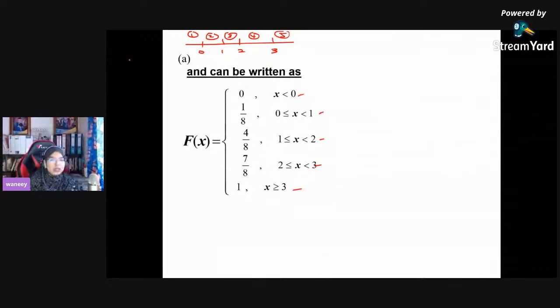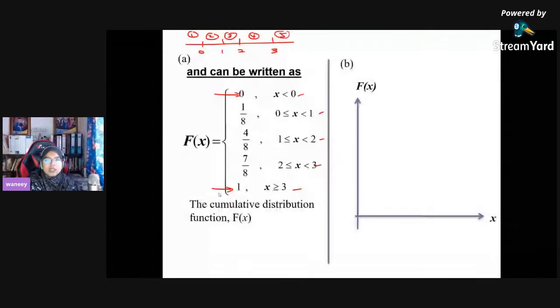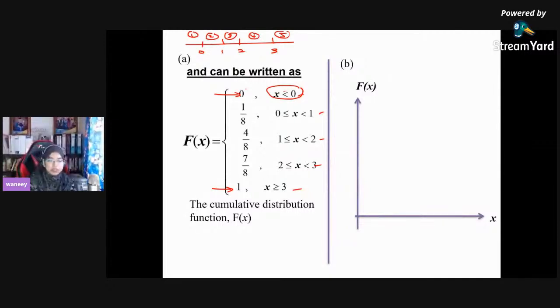It is a must. Okay, so now let us draw the cumulative distribution graph. So it will be different from the probability distribution graph. So basically in the probability distribution graph, we will have those vertical lines, right? So for the cumulative distribution graph, we will have horizontal lines, or normally called the step graph. Okay, let us start with the lowest value, which is x less than 0. So the value of the cumulative function is also 0.